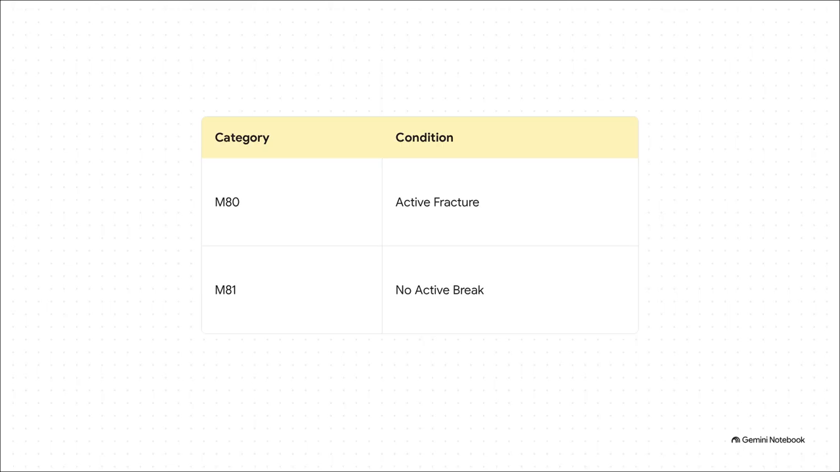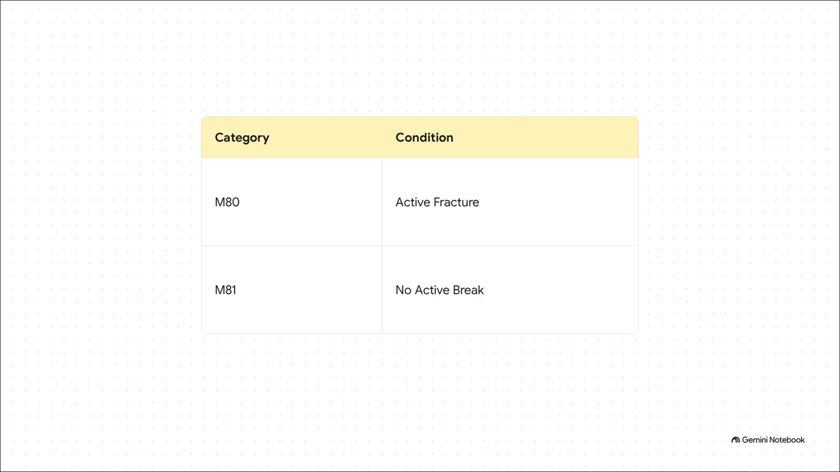Category M80 is your designated home base for patients who have a current pathologic fracture at the exact time of the encounter. And what's really fantastic about M80 is that it uses built-in combination codes. The site of the fracture is baked right into the alphanumeric code itself, like M80.08 for a vertebra. Because of this awesome built-in specificity, you absolutely do not need a separate trauma code.